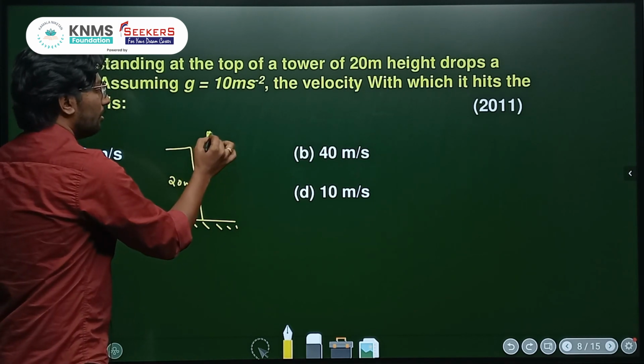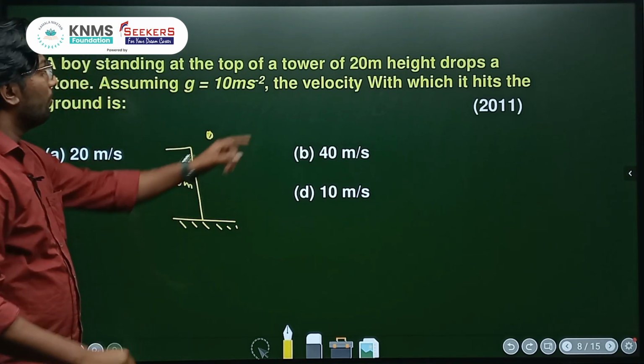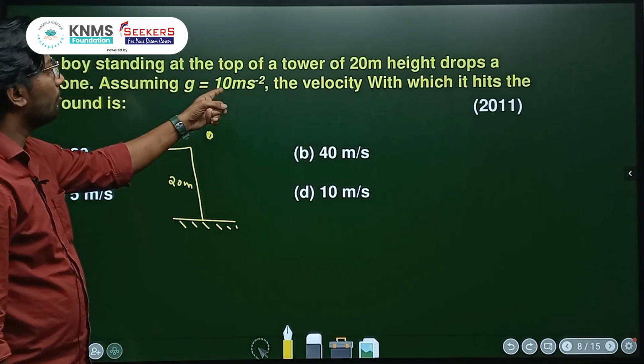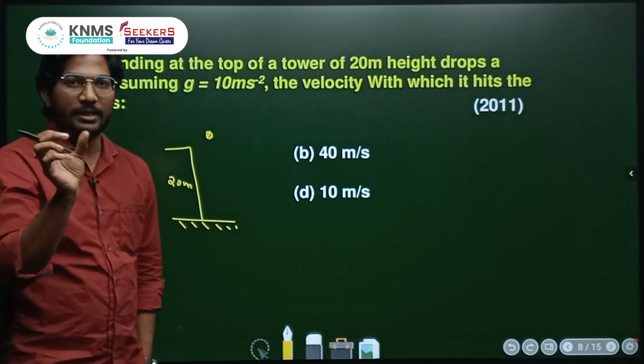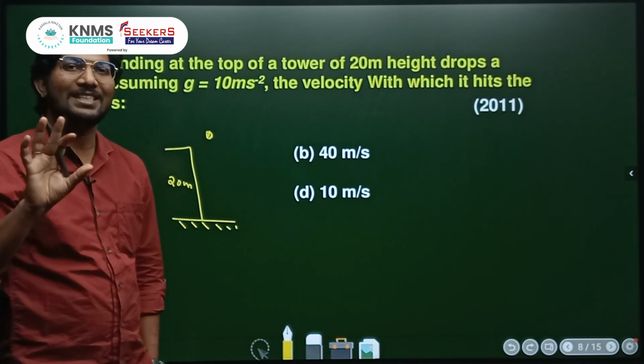And from here the stone is dropped. But when we say dropped, what do you mean by that? Whenever you see the word drop or release, it means initial velocity is 0.